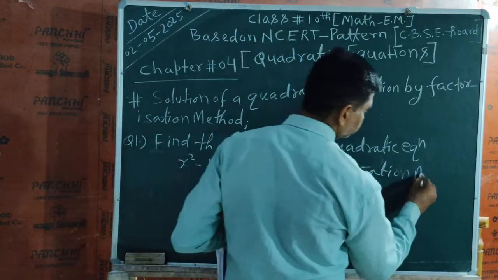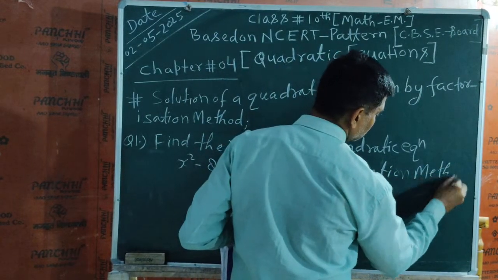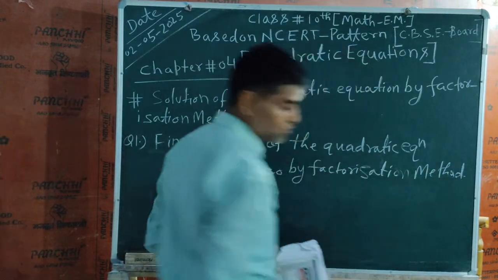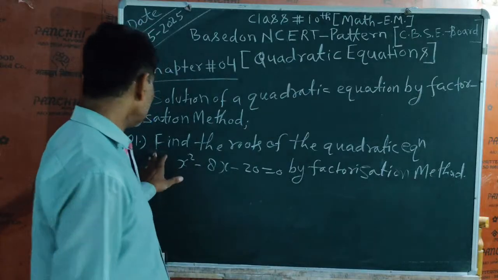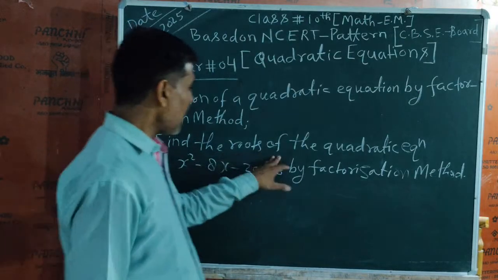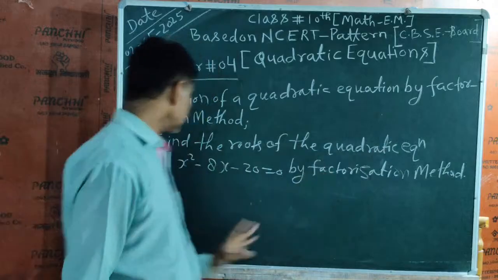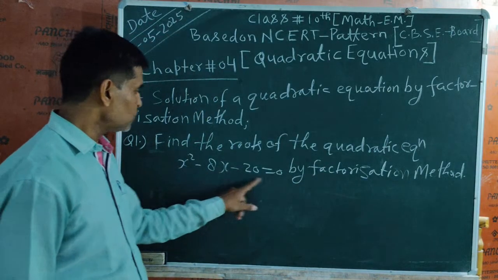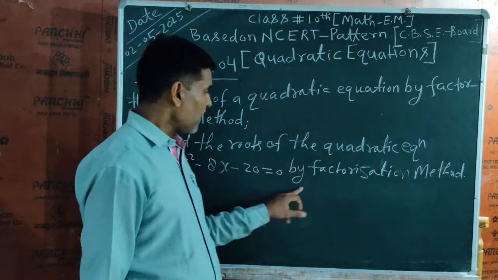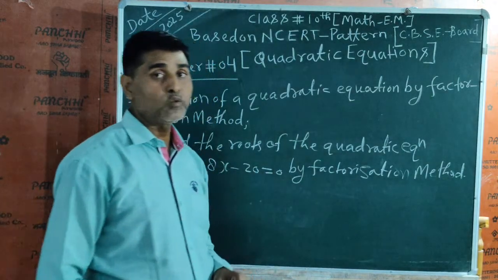Factorization method. Here I will get its root by factorization method. Okay students, I am going to solve this question. Find the roots of the quadratic equation, that is written here, x square minus 8x minus 20 which is equal to 0, by factorization method.